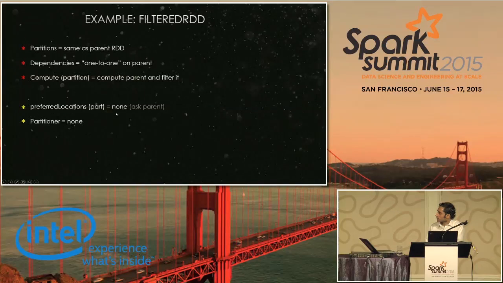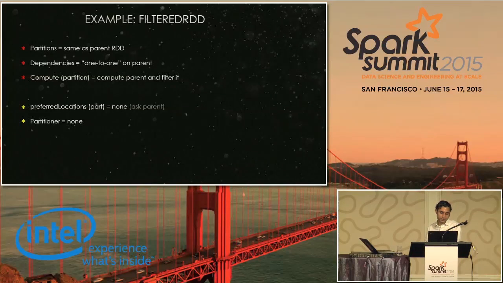Preferred locations is ask parent. This is interesting. Spark is trying to intelligently materialize the filtered RDD so that the first partition of the filtered RDD will be materialized on the same location, the same executor, where the first partition is for the RDD above it. So for partition 1 in the parent RDD, it will try to make partition 1 for the filtered RDD on the same executor, so there should be no network transfer, hopefully, but it's not a hard requirement.